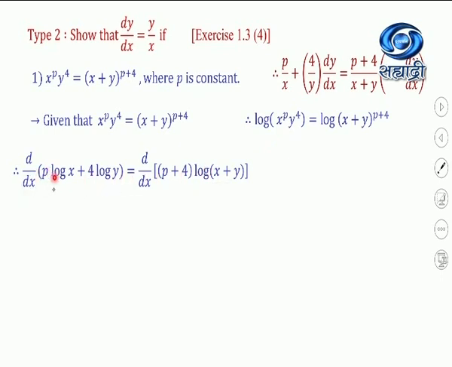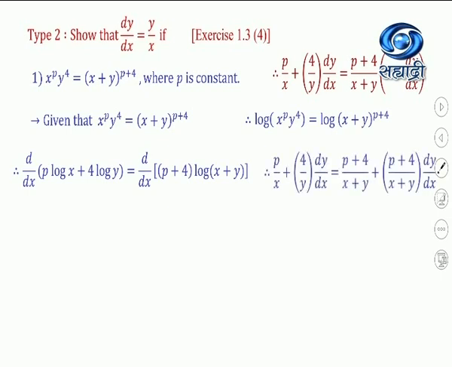Now p is constant and derivative of log x is 1 upon x, so p by x is here. 4 is constant, derivative of log y is 1 upon y, so 4 upon y into dy by dx by chain rule. Same thing is here. P plus 4 is a constant, it can be taken out, derivative of log of x plus y is 1 upon x plus y. So I write p plus 4 upon x plus y into derivative of x plus y by chain rule, and it is nothing but 1 plus dy by dx.